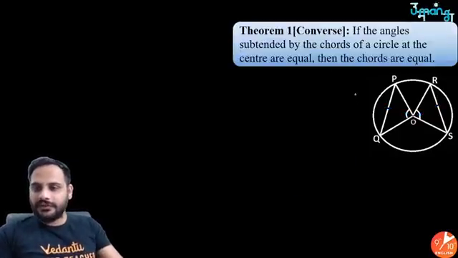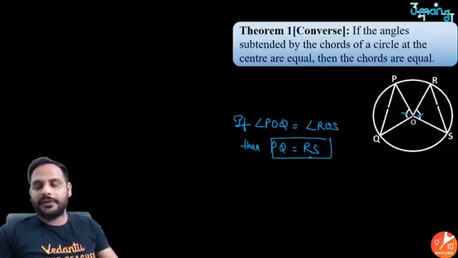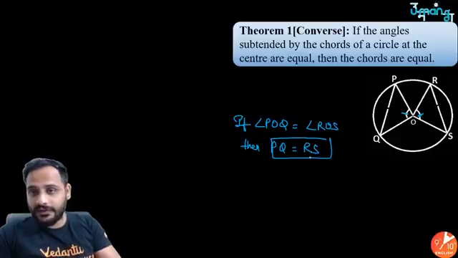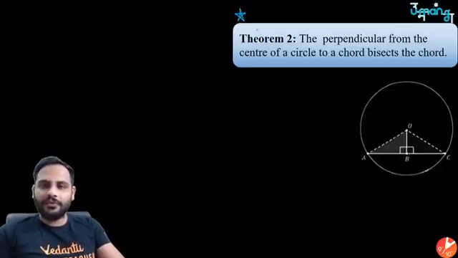Next part. The converse of this theorem is: if two chords subtend equal angles at the center, then the chords will also be equal. So if angle POQ is equal to angle ROS, then we can say the chord PQ is equal to RS. If the angles subtended by two chords at the center are equal, the chords will also be equal. This is a very important theorem used in many of the proofs.